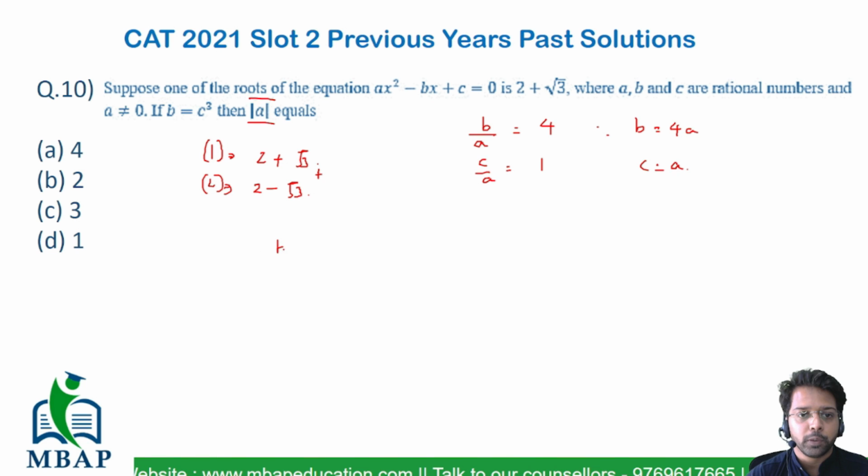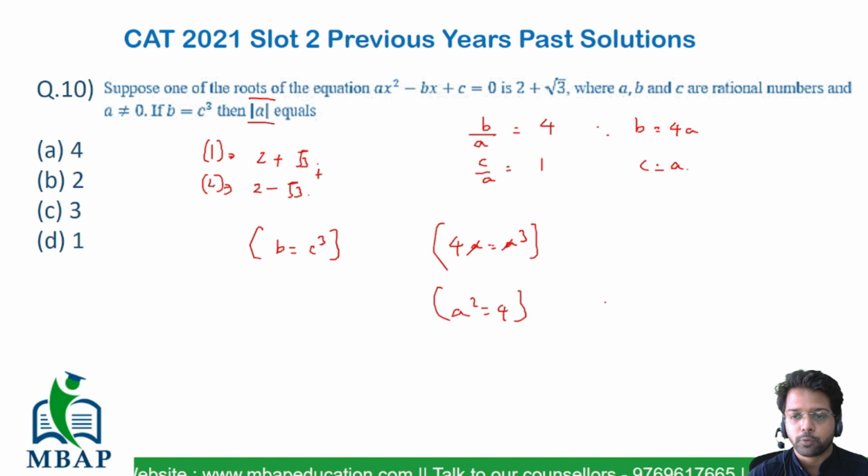What they have also given you is b is equal to c cube. So b is equal to 4a and c is equal to a. Cancelling a on both sides, I'll get a square to be 4, and if a square is 4, a will be equal to plus minus 2. The value of a is either plus 2 or minus 2, so the mod of a will always be equal to 2, and hence my answer will be option number B for this question.